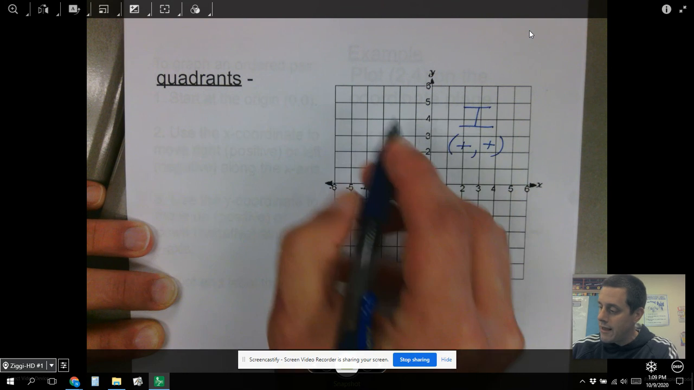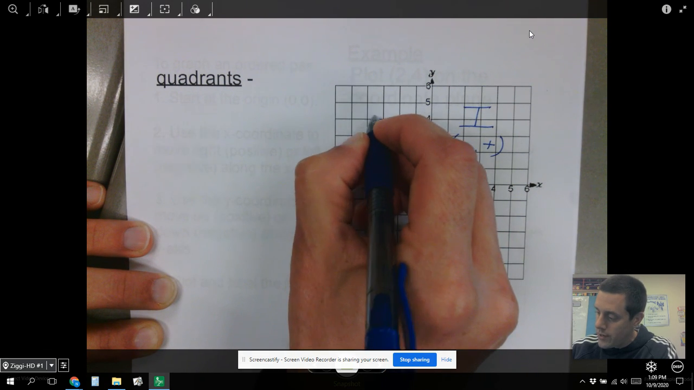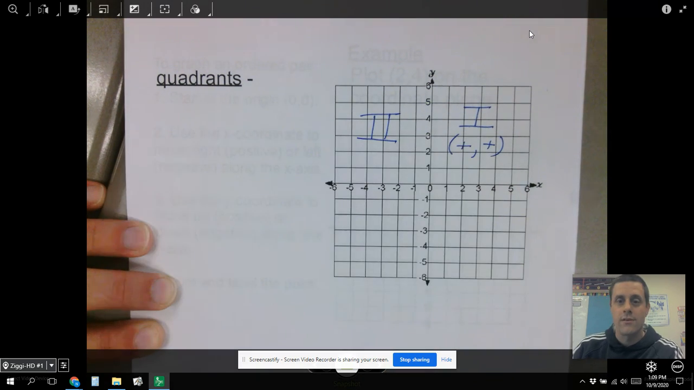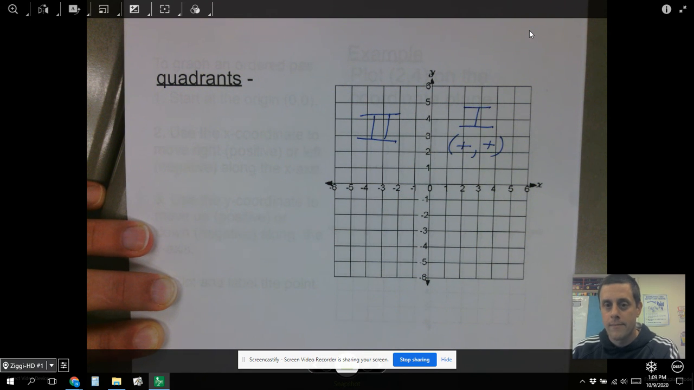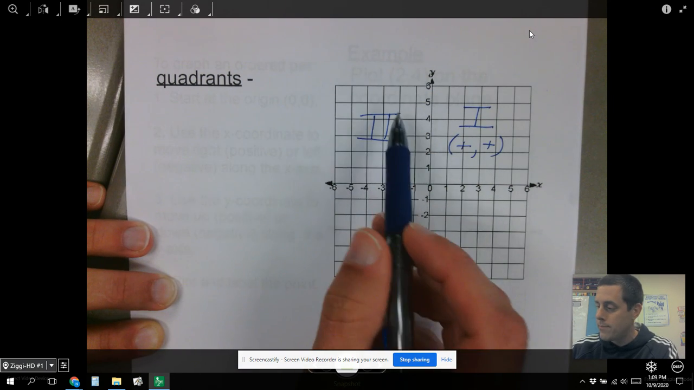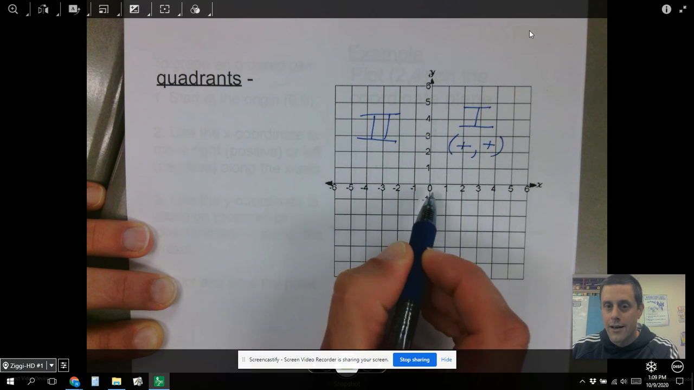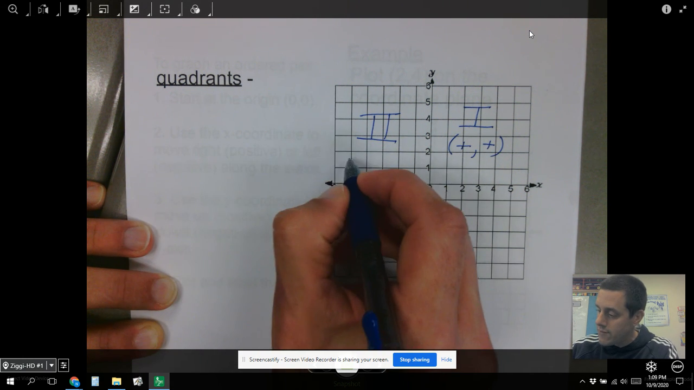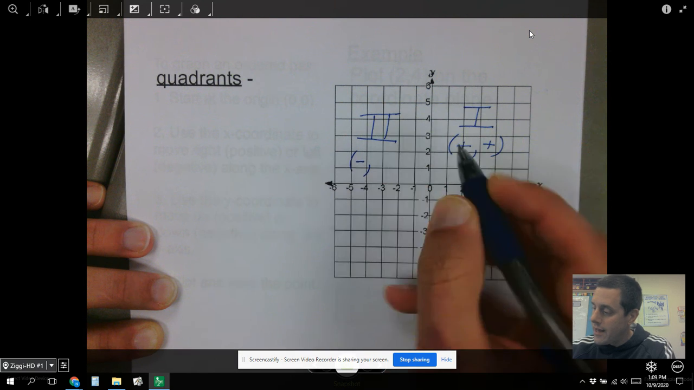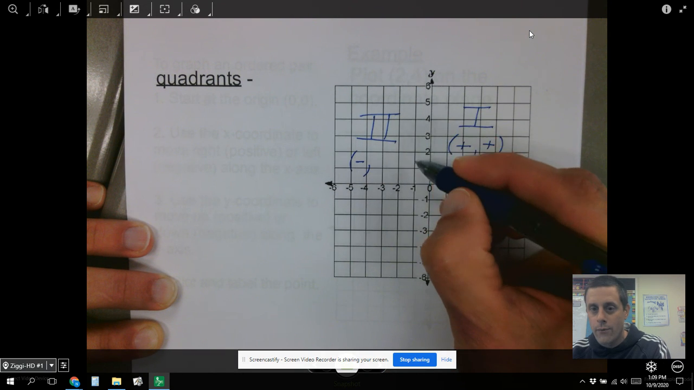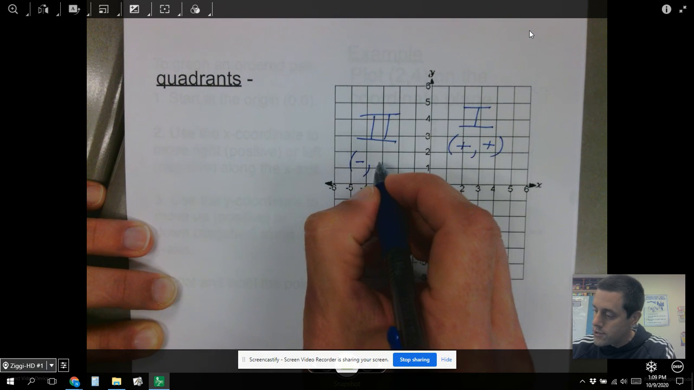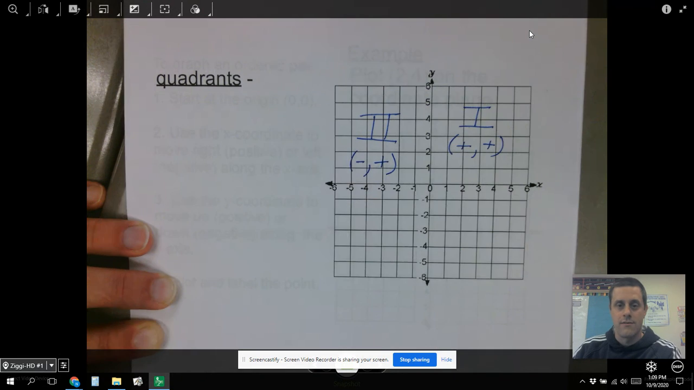So over here to the left, this is going to be quadrant 2, and the Roman numeral for 2 is 2 capital I's. So quadrant 2 is over here in the upper left-hand corner. Now look at what side of the x-axis is in the second quadrant. These are all negative values to the left. So all x values are negative, and we're still using the upper side of the y-axis. So y values in quadrant 2 will always be positive.